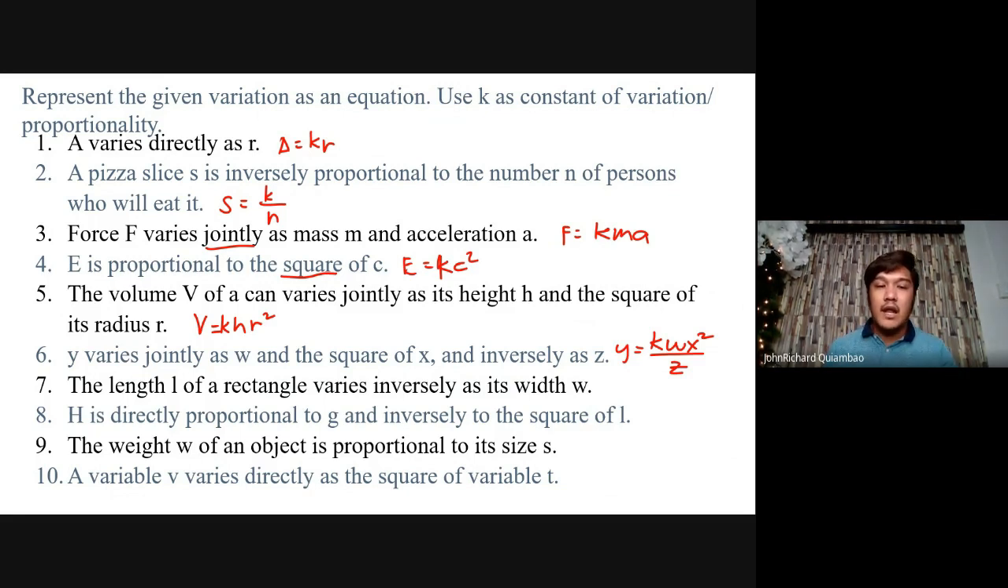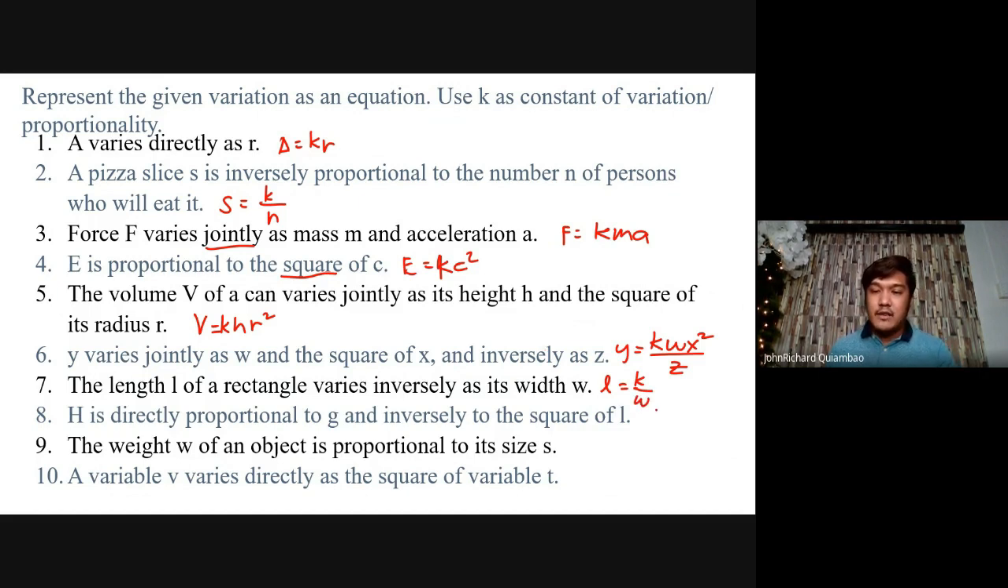The length L of a rectangle varies inversely as its width W. So L is equal to k over W. Number 8.